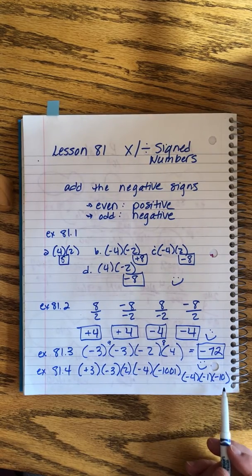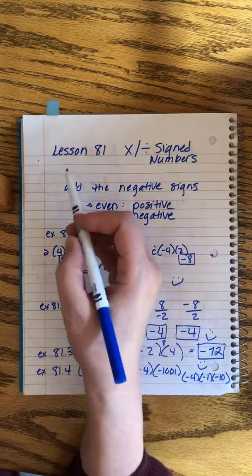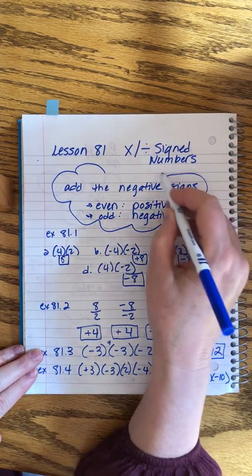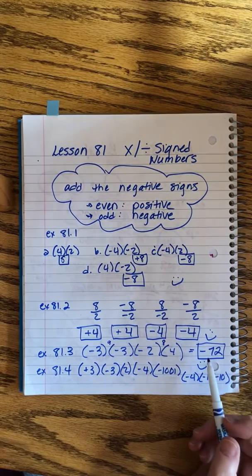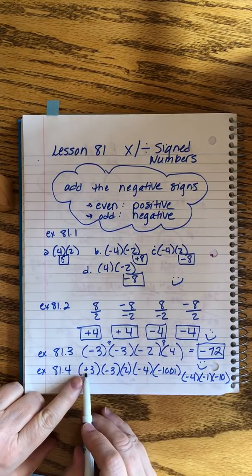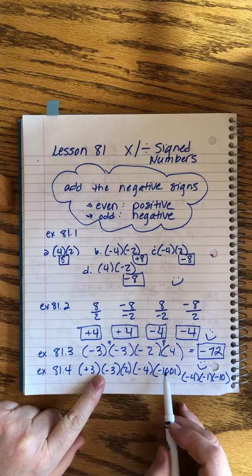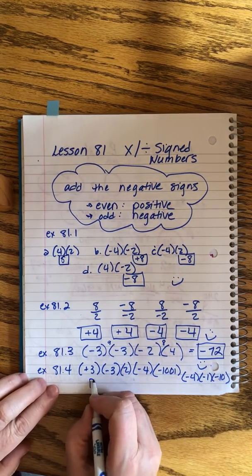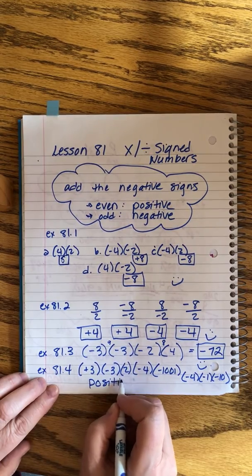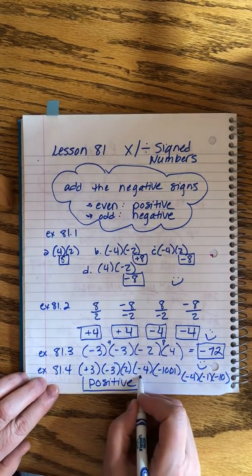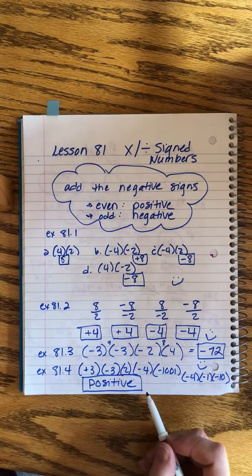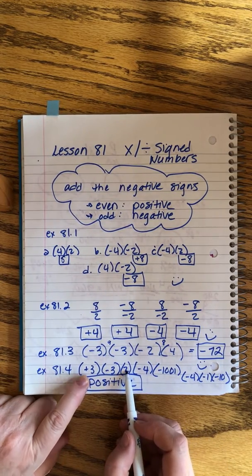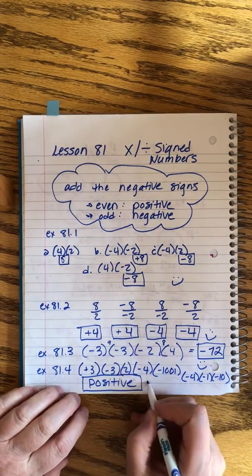But what I'm going to do now is I'm going to count the number. We're going to count up the number of negative signs, not positive signs, just negatives. 1, 2, 3, 4, 5, 6. So that means our answer is positive, because we have an even number of minus signs. You can ignore positive signs, you can ignore positive numbers. It doesn't matter if they have the sign in front of them or not.